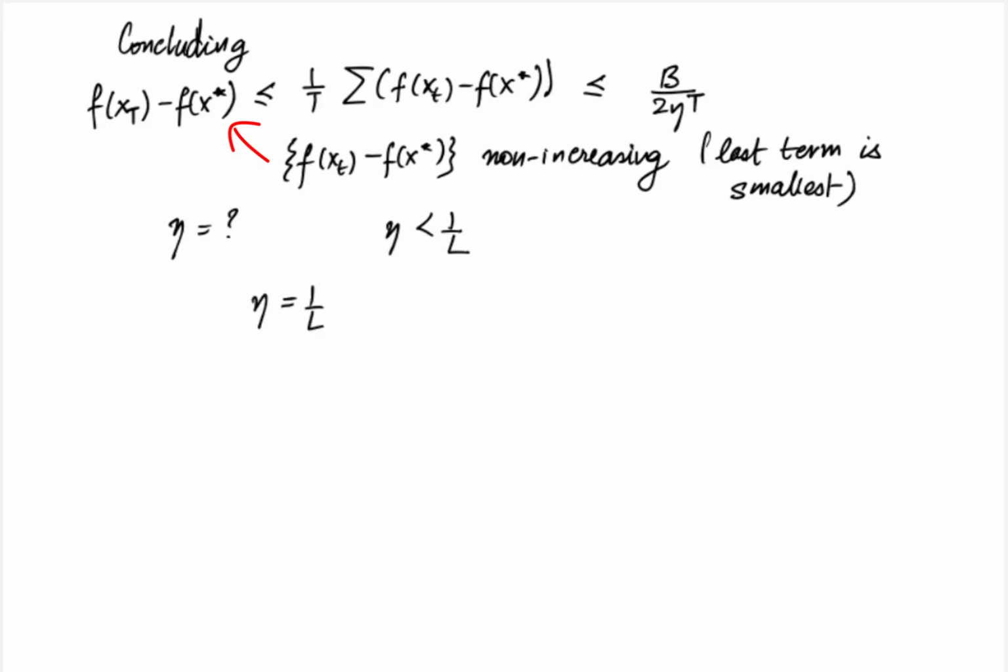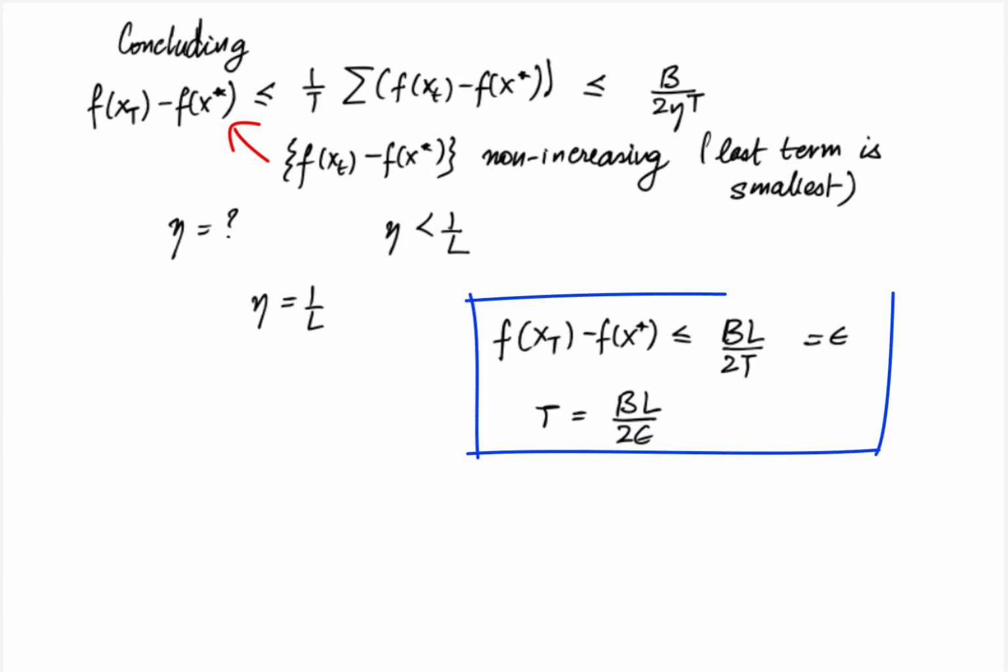Now this does not necessarily mean that the choice will make the algorithm faster, only that the performance bound that we have obtained is as small as possible. So we obtain the final performance of gradient descent after T steps as f of xT minus f of x star less than or equal to BL by 2T. This bound also translates to the oracle complexity result. Just set it equal to epsilon to obtain that T is equal to BL by 2 epsilon. So this concludes the proof.